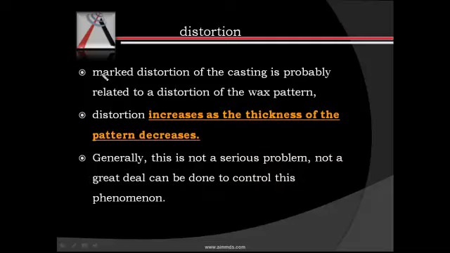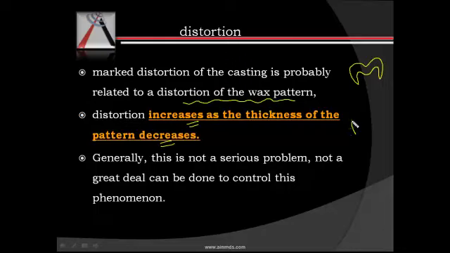Distortion is most commonly a result of distortion of the wax pattern. Now the wax pattern which is prepared initially on the die, while it is prepared, while it is transferred to the investment, while it is burnt out, during all this process there is a lot of possibility of distortion of the wax. Now this distortion increases once the thickness of the pattern decreases.